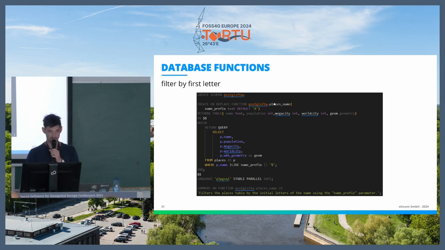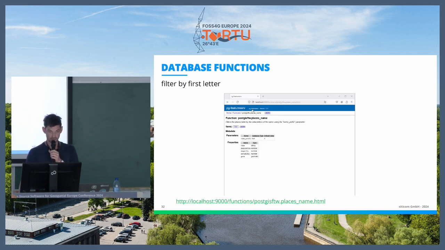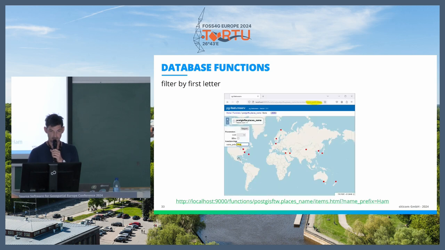So here is a Postgres function, which just looks for a feature which starts with a specific name prefix, and then you can also write a comment here, and then it will be published via the base URL slash functions slash postgis for the web dot place names. It's the function name and .html. You get an overview of the function, what it takes as a parameter, and what kind of return you get. And then you can just use it in a web interface.